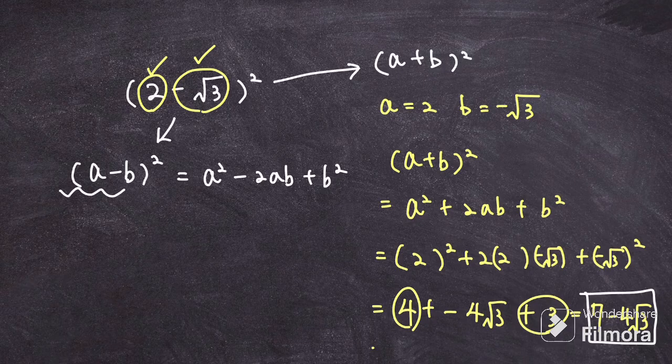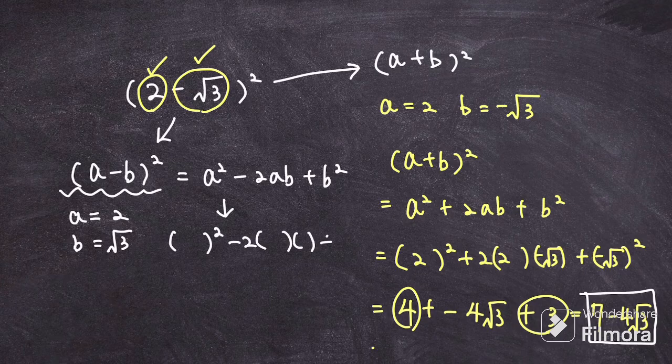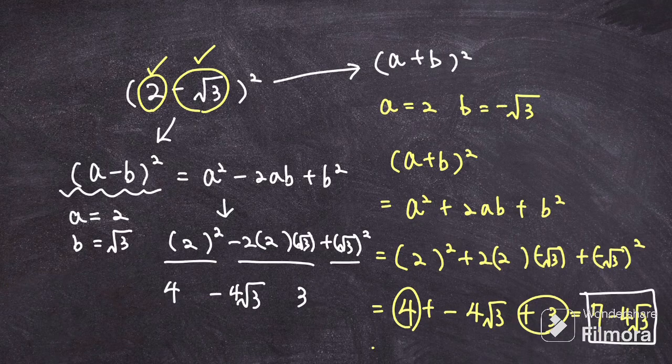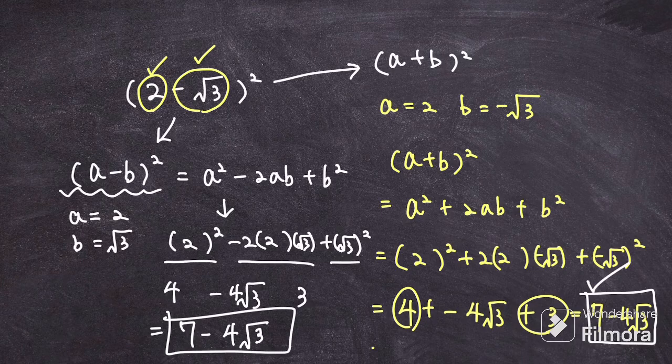Now, if we use this formula, our a will equal 2 and b will equal square root of 3, not negative square root of 3. So it'll come out to be 2 squared minus 2 times 2 times square root of 3 plus square root of 3 squared. And that'll be equal to 4 minus 4 square root of 3 plus 3. And as you can see, it'll equal 7 minus 4 square root of 3, which is the same as the answer we previously got.